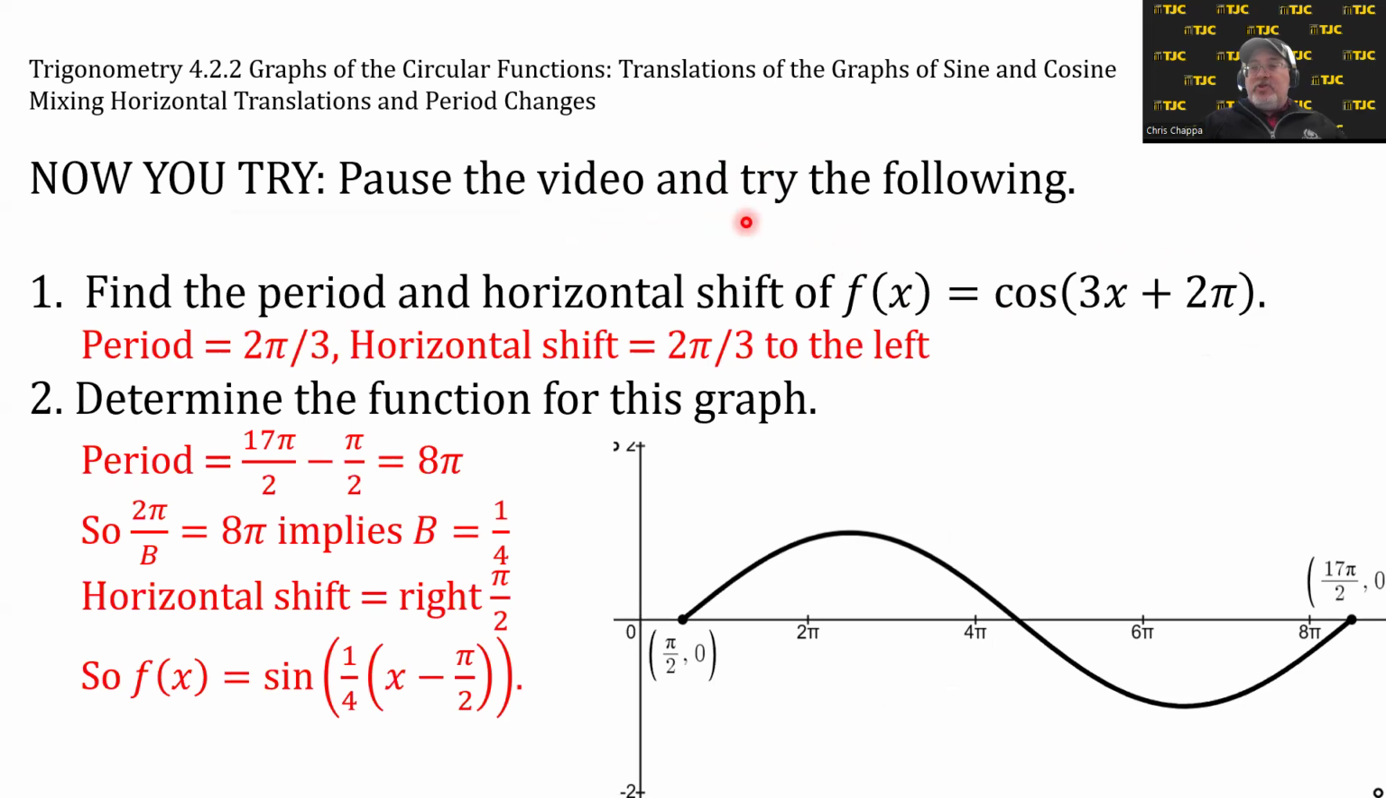The period of the first one is 2 pi over 3, and the horizontal shift is also 2 pi over 3 to the left. You would factor out the 3, plus moves it to the left. And for this function, the period ends up being 8 pi, because the difference in the x coordinates is 8 pi. And so 2 pi over b equals 8 pi implies that b is 1/4. The shift is to the right, pi over 2. So the function is f of x equals sine of 1/4 times the quantity x minus pi over 2. Forgot to mention it is a sine because it starts mid, and then goes mid, high, mid, low, mid.